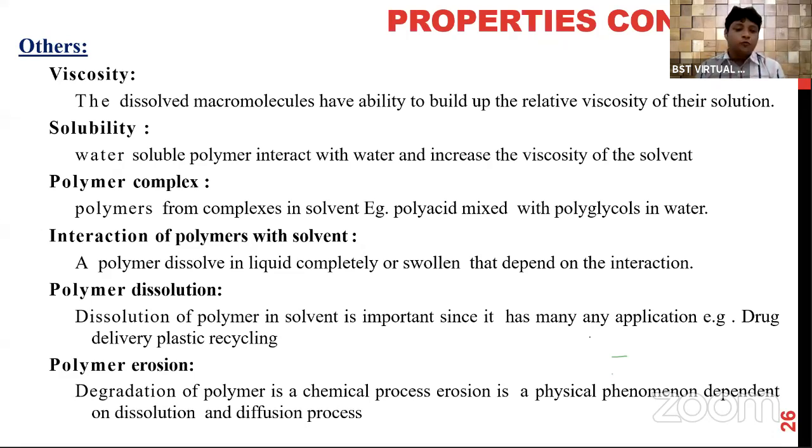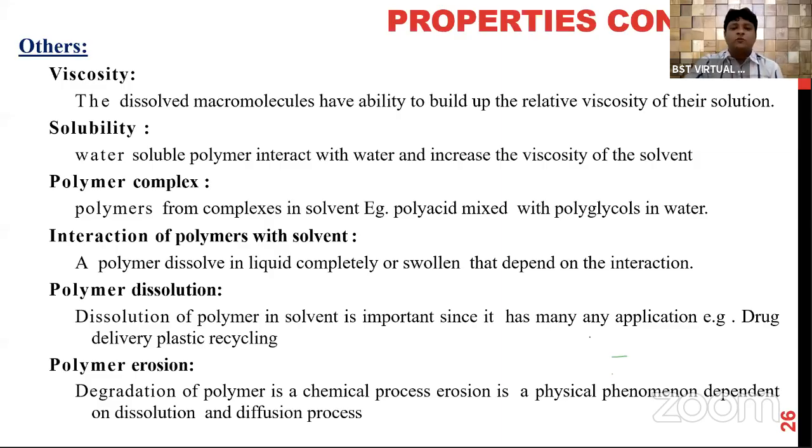Next, the last one is polymer erosion. Polymer erosion means degradation of the polymer: how it is breaking down, what the physical phenomena are, how the bonds are rupturing, and how the erosion takes place, by which the polymer dissolves in a particular solvent system, or how the drug goes out from the dosage form through the diffusion process.